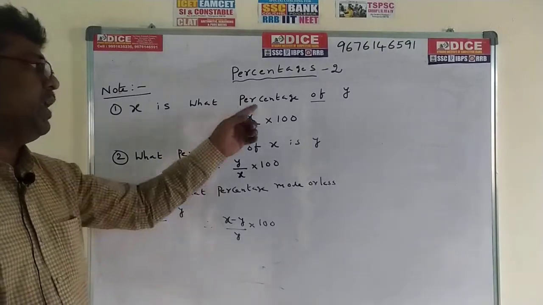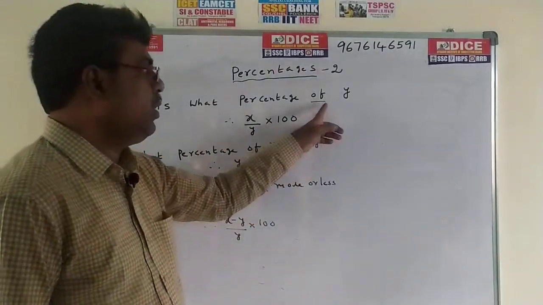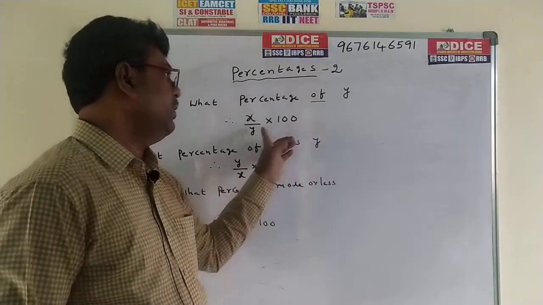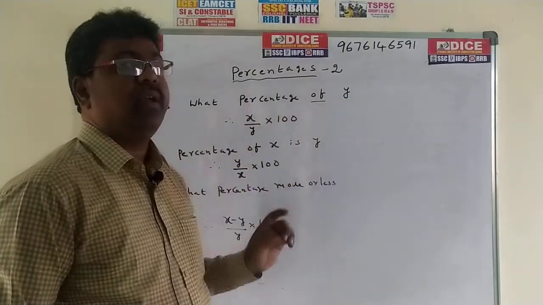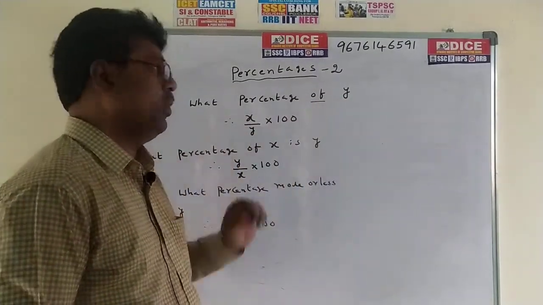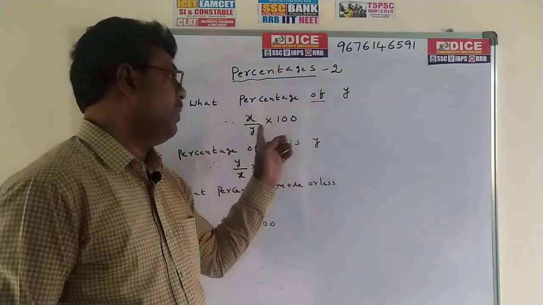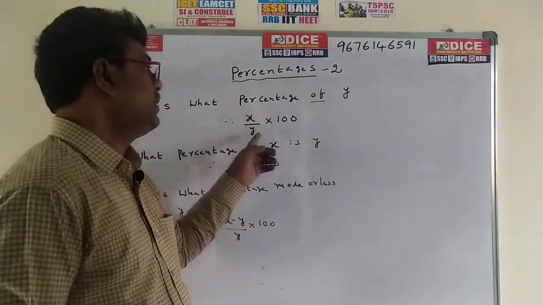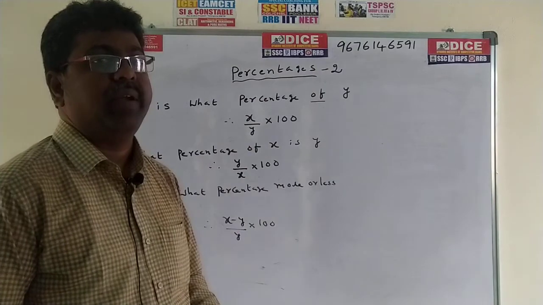Whenever the condition is like that, whichever letter is nearer to half, we write on the denominator. Half ki near ga unna alphabet ni denominator raaskovali. That's why X by Y into 100 is the formula. X by Y into 100.